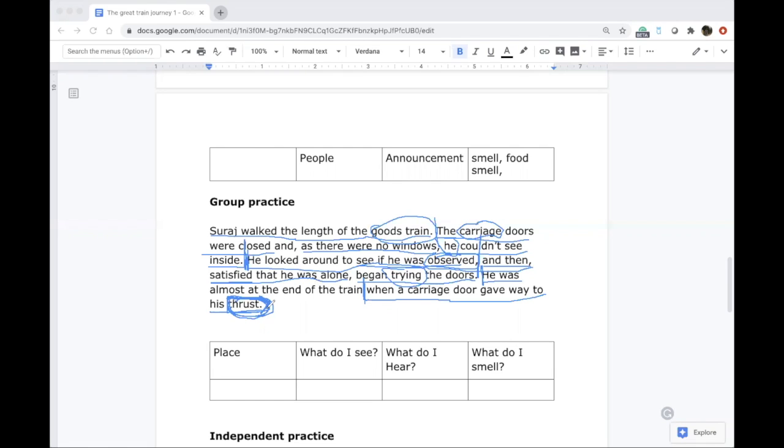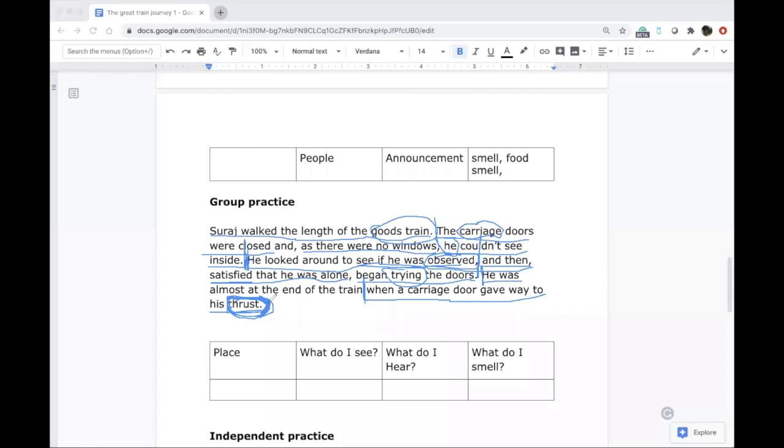Yogita? So okay, door opened. Okay, wait, Srinivas, I will give you a chance. Yogita, do you want to try? Sir, I think he had heard something. Some sound. Okay, that's what Yogita thinks. Why do you think that is the correct guess? Sir, I'm telling that he got hurt somewhere. Okay, he got injured. Why do you think he got injured? Because it tells when a carriage door gave way to his thrust. Okay, the carriage door hurt him, made him injured.